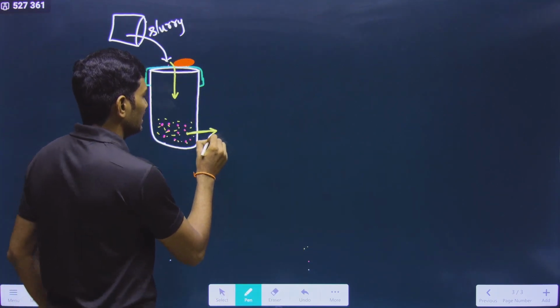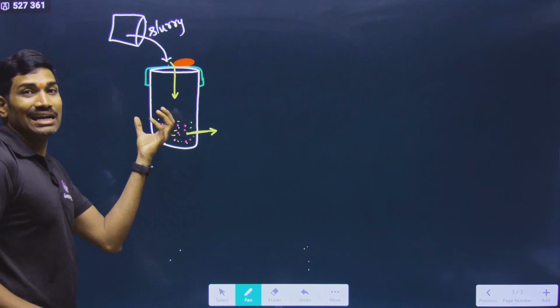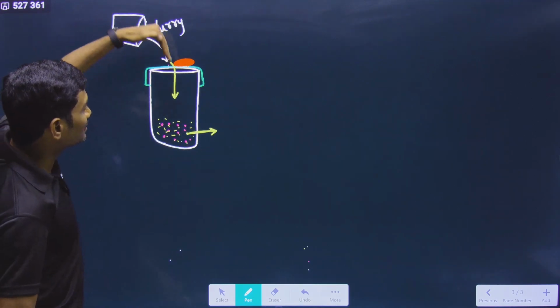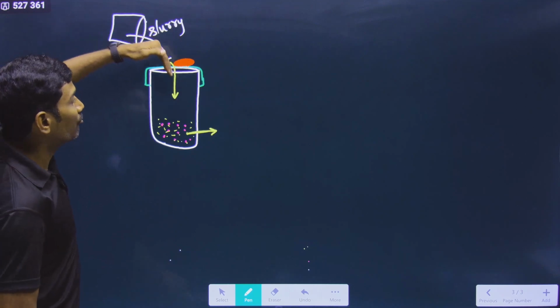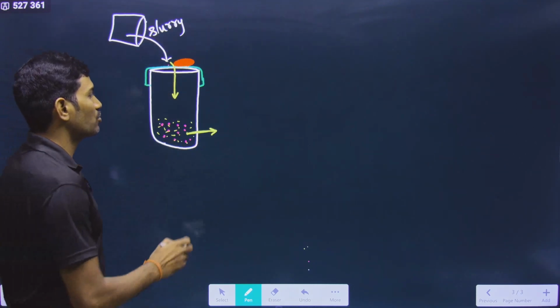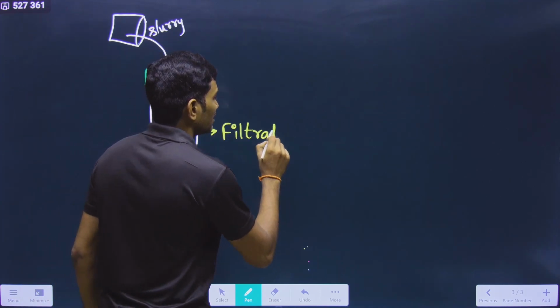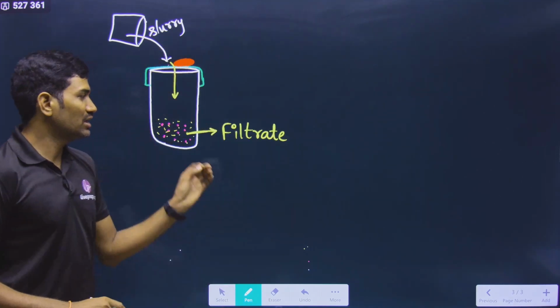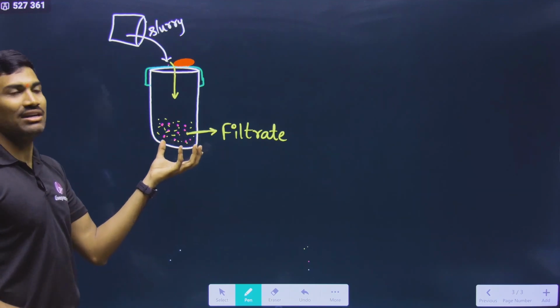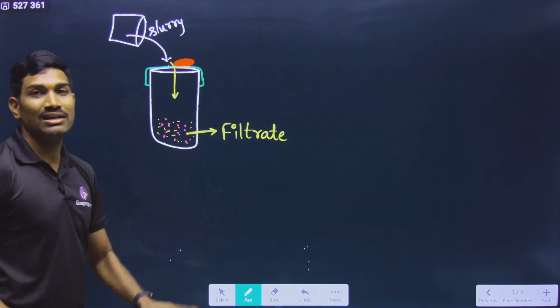Now this content, acid plus some other components, all these have been filtered through the cloth and collected inside the beaker. And this is called the filtrate. These are the technical names clearly used in NCERT. Filtered through the cloth and collected inside the beaker, it is called filtrate.